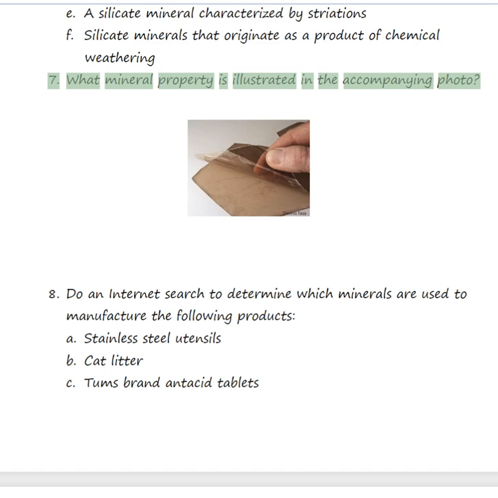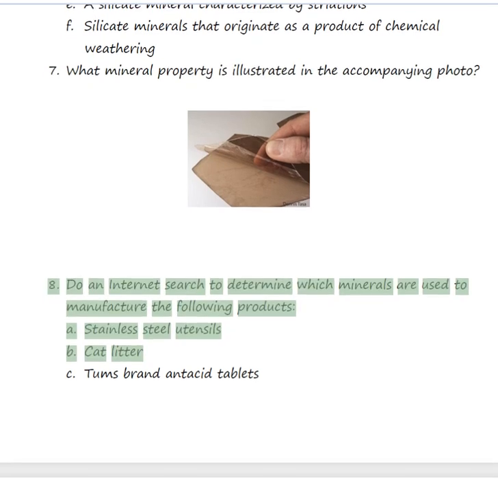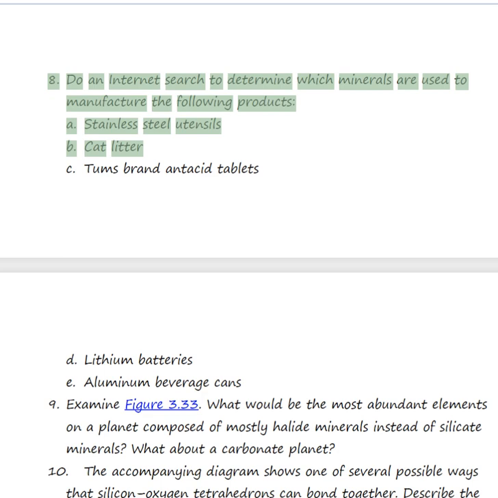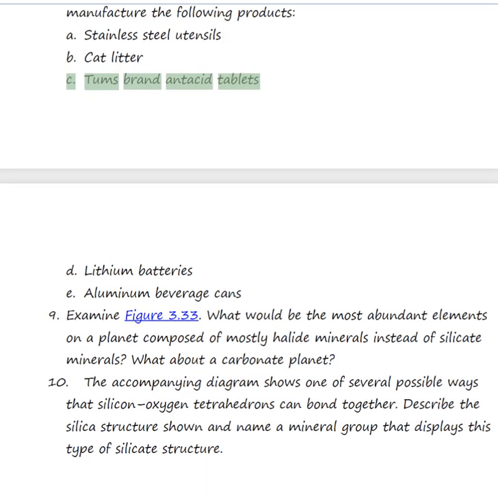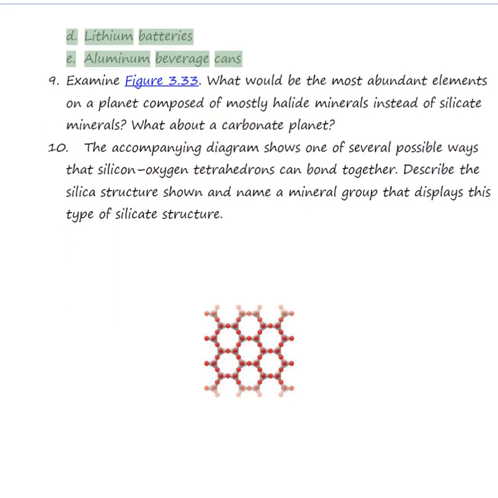7. What mineral property is illustrated in the accompanying photo? 8. Do an internet search to determine which minerals are used to manufacture the following products. A. Stainless steel utensils. B. Cat litter. C. Tums brand antacid tablets. D. Lithium batteries. E. Aluminum beverage cans.